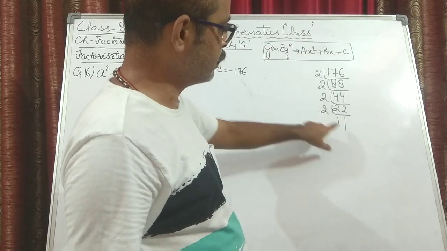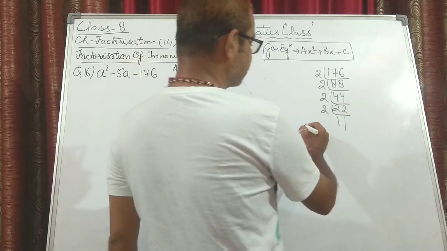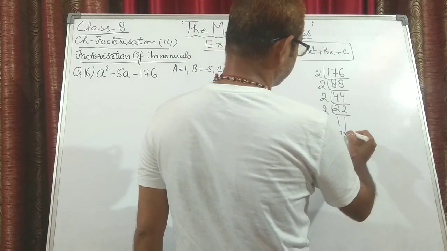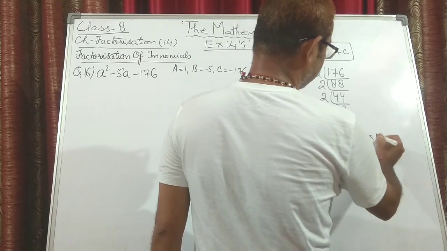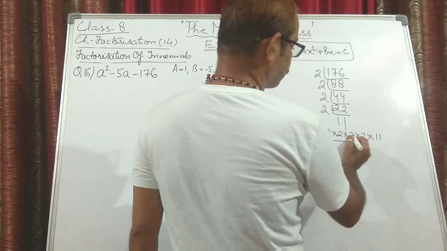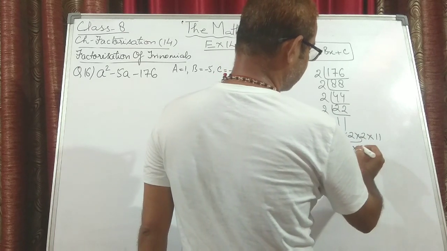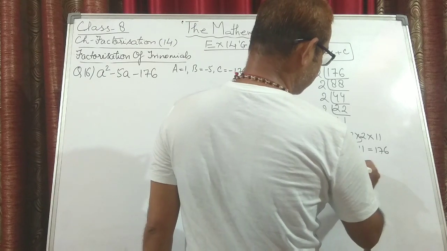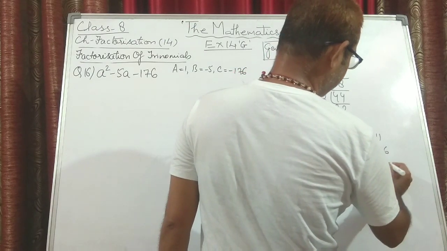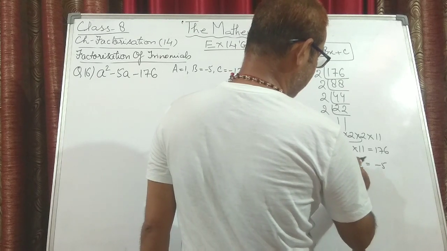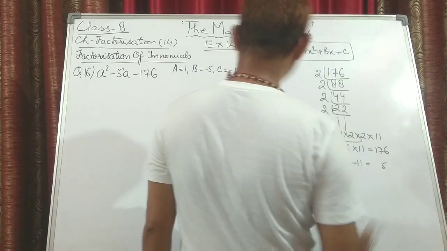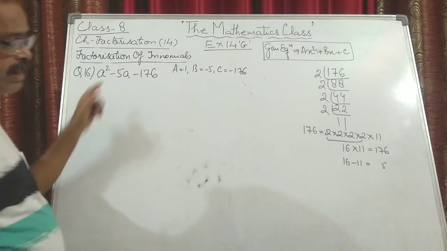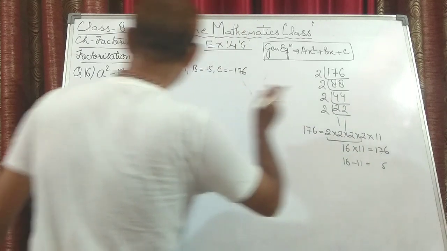2, 4, 8, 16 minus 11 is 5. So you can easily make out that 176 can be written as 2 into 2 into 2 into 2 into 11. Now these 2 into 2 into 2 into 2 is 16. 16 into 11 is 176, and minus 16 plus 11 is minus 5, or you can say 16 minus 11 is 5 and minus was already outside. It means what we'll do, 5 we will write it as 16 minus 11.